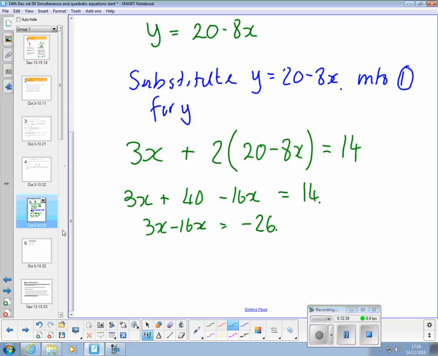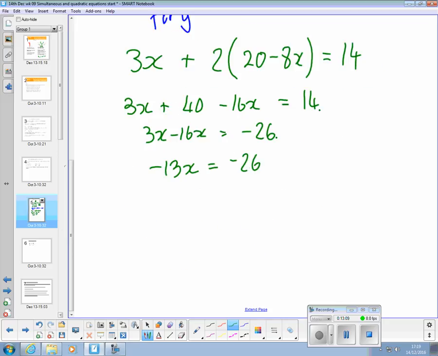Say that again. What's 3x minus 16x? Minus 13x is equal to minus 26. Yeah. Next job. Divide by minus 13. Yeah. So we got x is equal to minus 26 over minus 13. Make your mind up. Is it minus 2 or is it 2? It's 2.